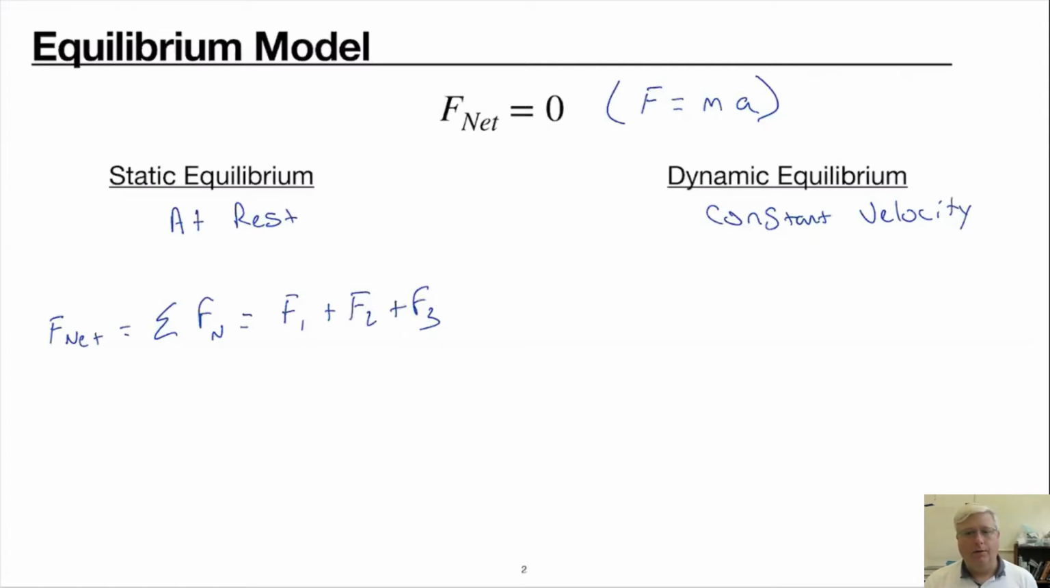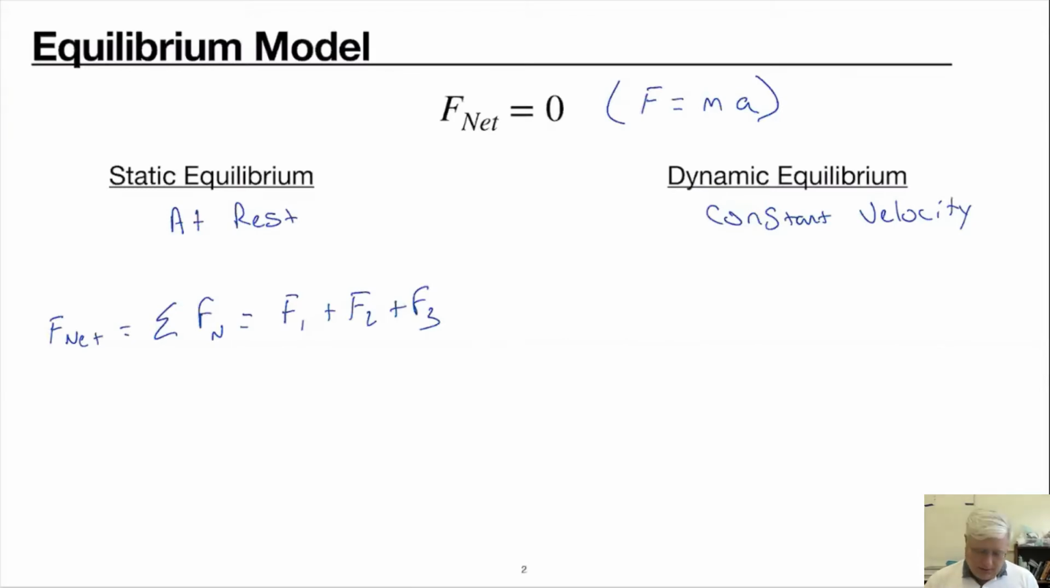If you think about it too, it's not just Newton's second law, but it's also Newton's first law. Recall that Newton's first law, the law of inertia, says that an object at rest continues to stay at rest. That's our static equilibrium. And an object in motion will continue in that motion at a constant velocity in a straight line. So that's the second part, the dynamic equilibrium.